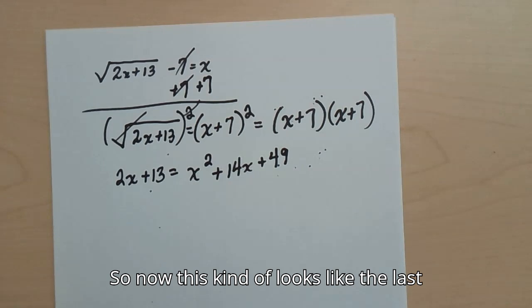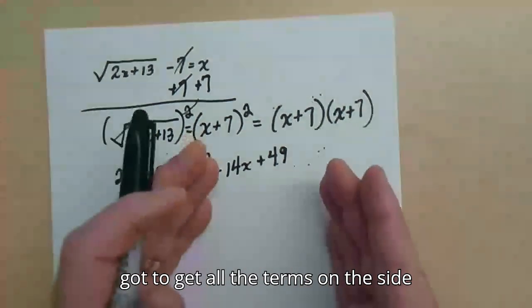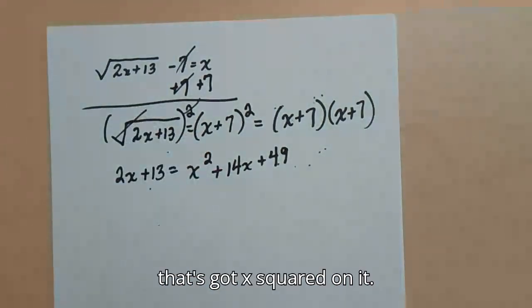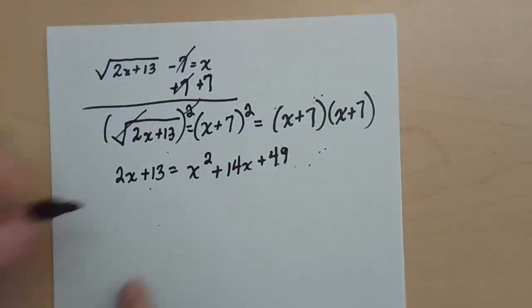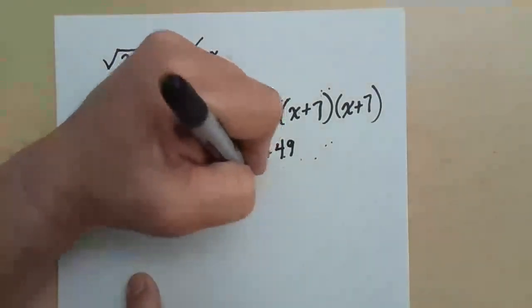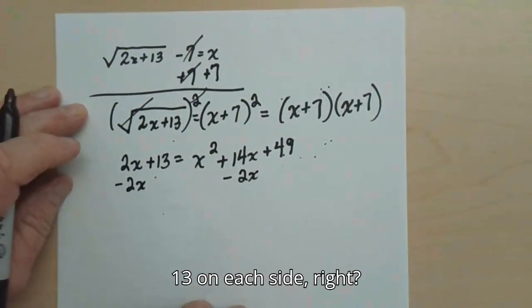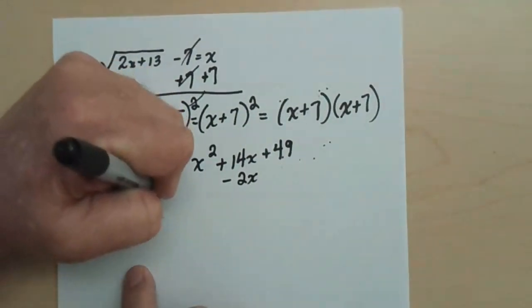So now this kind of looks like the last problem. Once we squared both sides, we've got to get all the terms on the side that's got x squared on it. So we'll subtract 2x on each side. We're also going to go ahead and subtract 13 on each side, right?